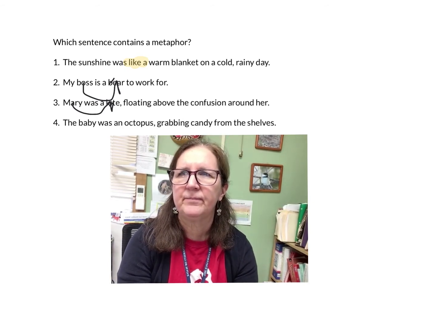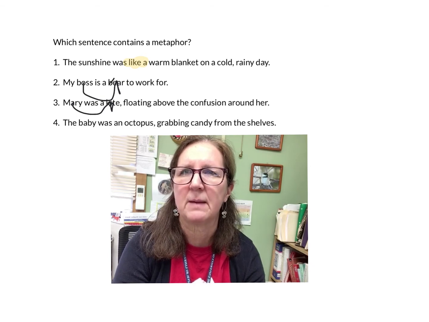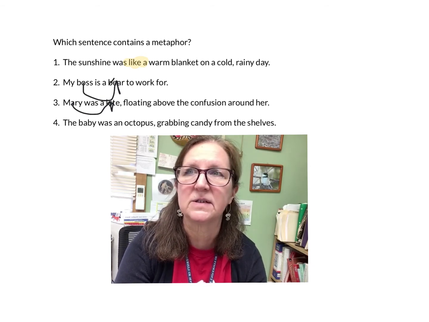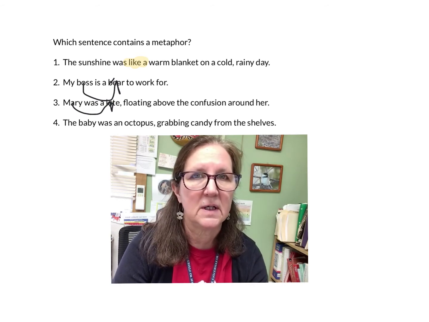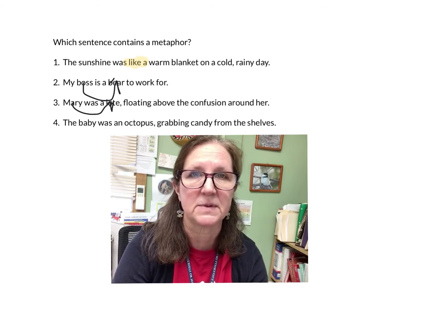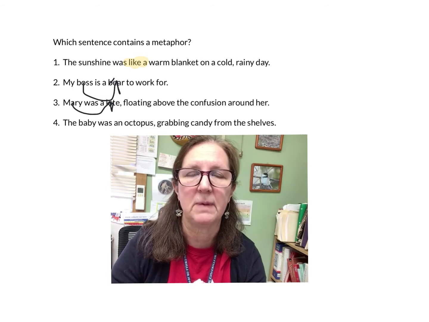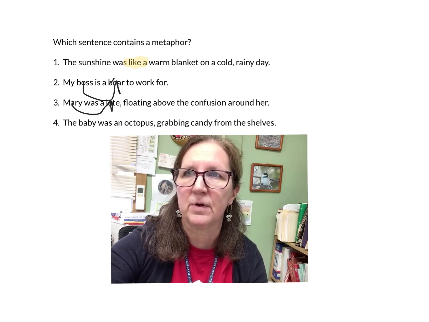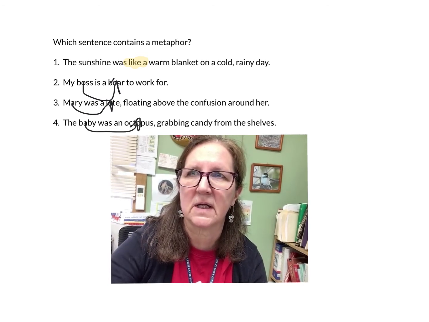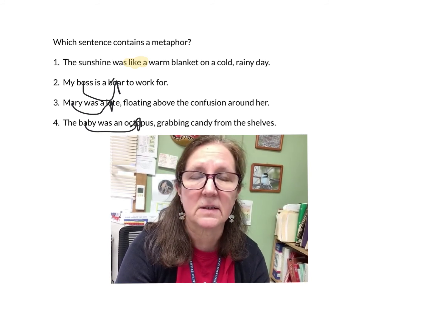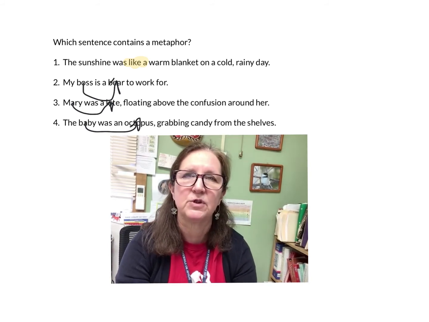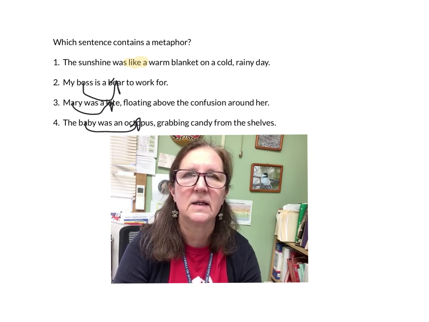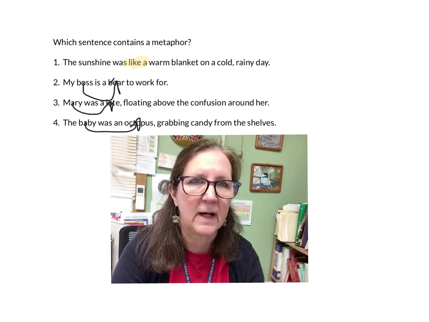And lastly, the baby was an octopus grabbing candy from the shelves. Again, it is a direct comparison, saying the baby is an octopus. Not literally, the baby doesn't have 8 arms and tentacles, but the way the baby's acting, that is a metaphor. It's a direct comparison saying the baby is an octopus or was an octopus. So a metaphor is a direct comparison of two unlike things, and a simile uses like or as to compare two unlike things.